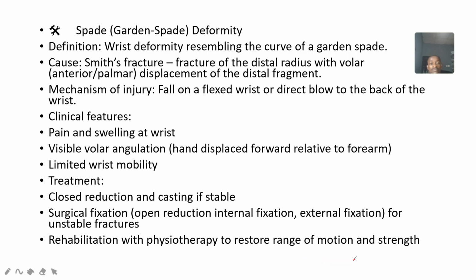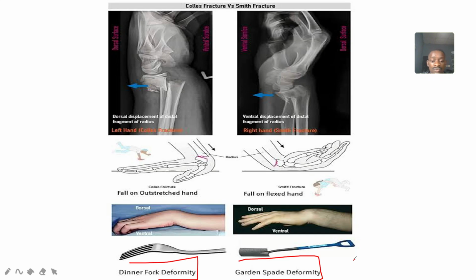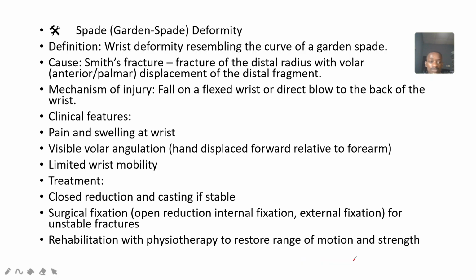So how about the spade, the garden spade deformity? It's a wrist deformity that resembles the shape of a spade. The cause is usually a Smith fracture, where there's a fracture of the distal radius with volar displacement. It usually occurs when there's a fall on a flexed wrist or probably a direct blow to the back of the wrist. This one too has pain and visible angulation.